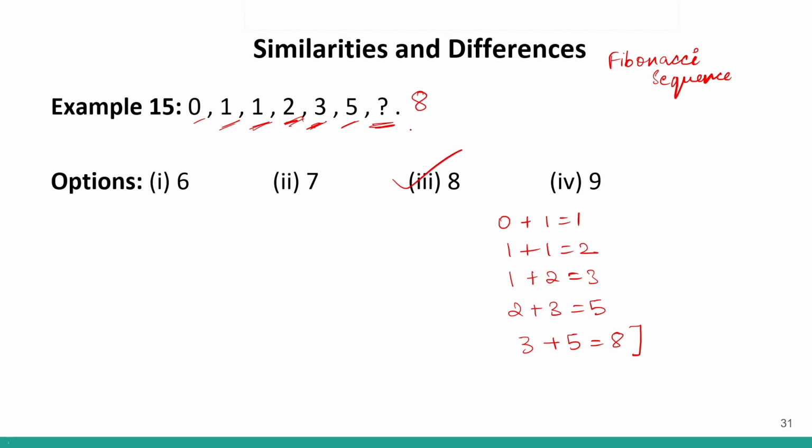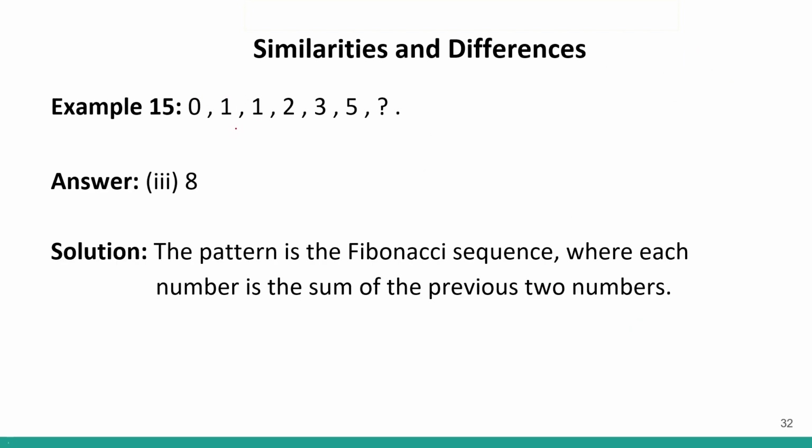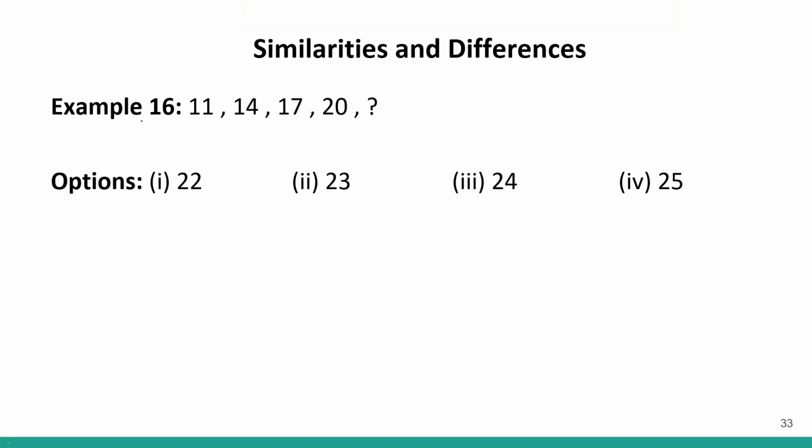Okay, so this is the concept of the Fibonacci sequence, in which we add the previous two numbers to obtain the next number. Okay, now example number 16. From 11 to 14 is plus 3. From 14 to 17 is again plus 3. From 17 to 20 is again plus 3. So we are just simply moving 3 positions ahead. So 20 plus 3 will give us 23. So the answer will be option number 2, 23.